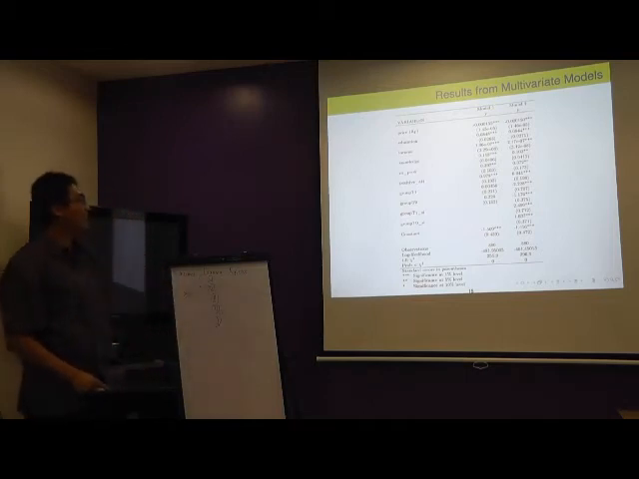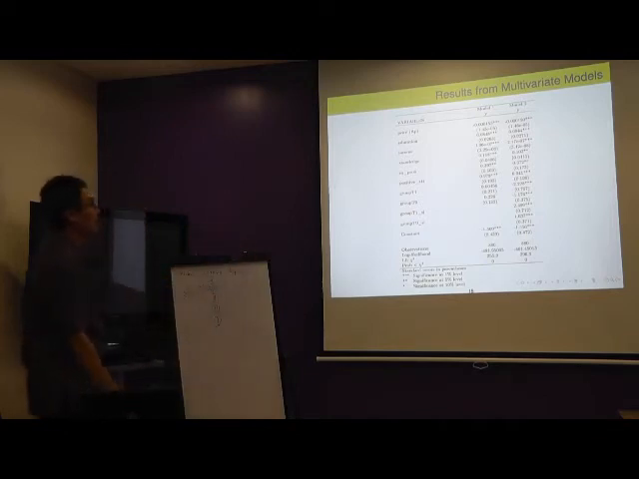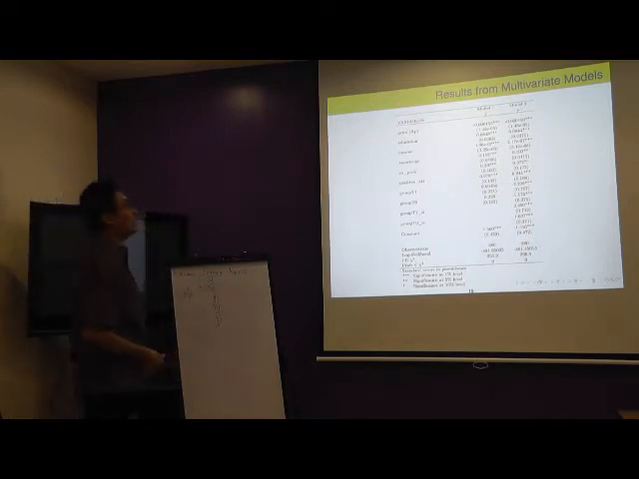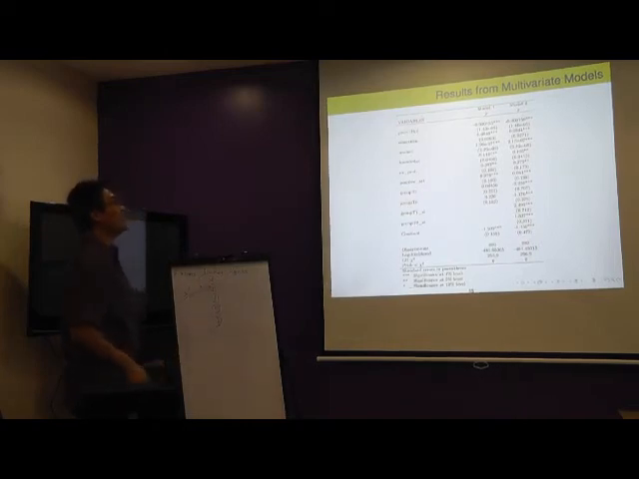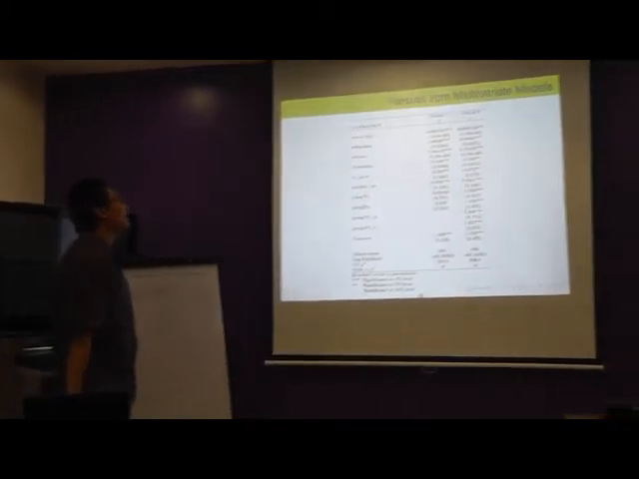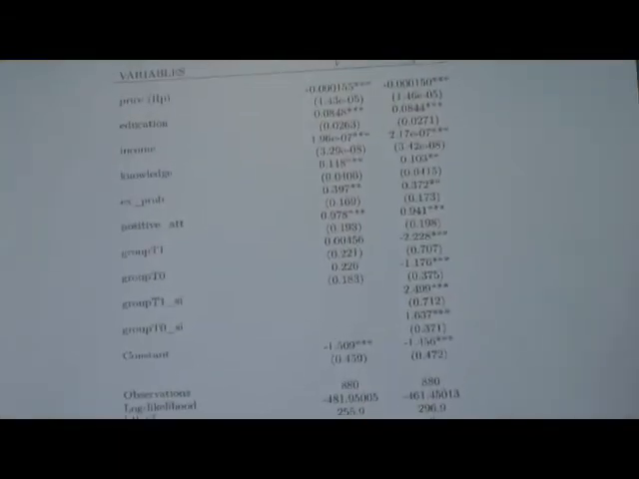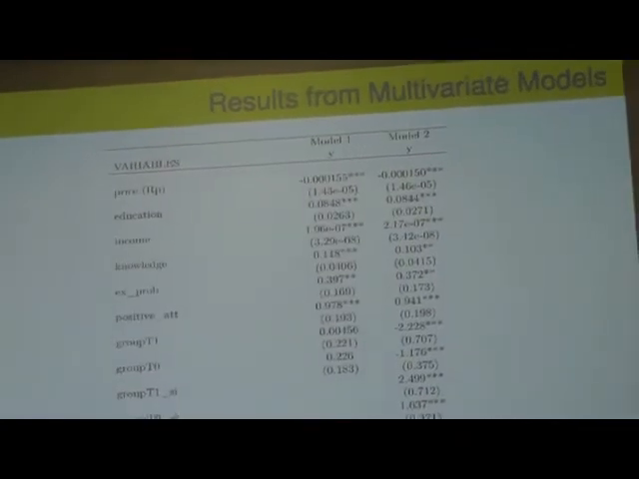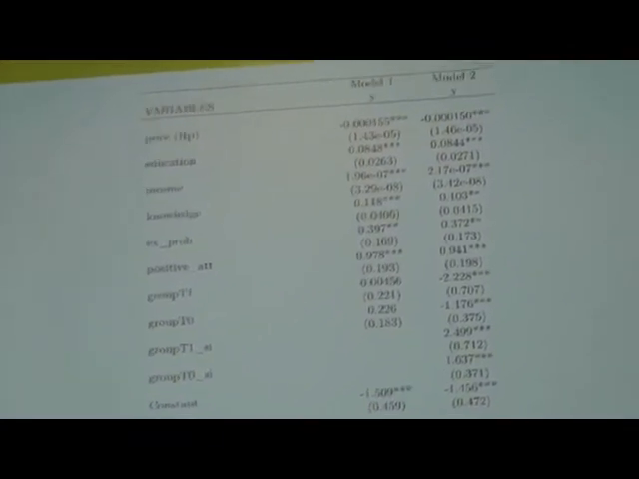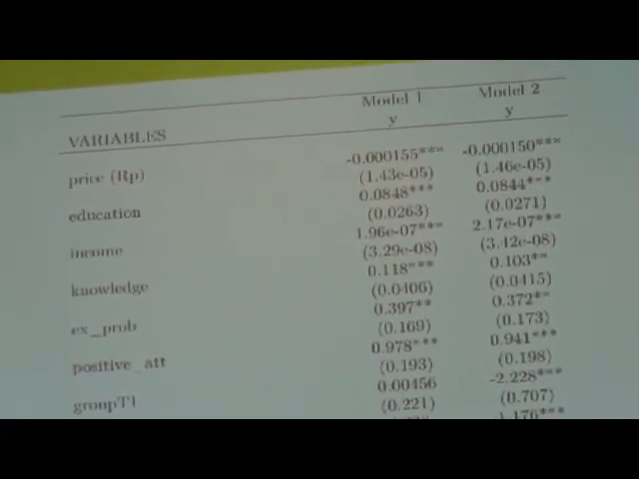And then this is the result. First, if you look, there's a negative value for price, meaning that when the price increases, the demand or the probability of saying yes is getting less and less. Education has a positive effect significantly. Income also has a positive and significant effect in both models. The first model is the model without the social interaction, just to control the groups. And then model number two is the model with the social interaction.